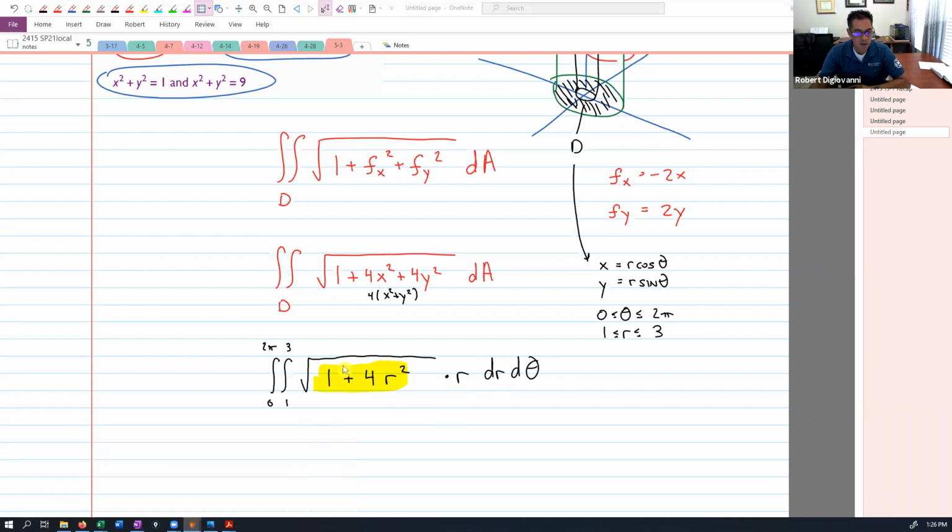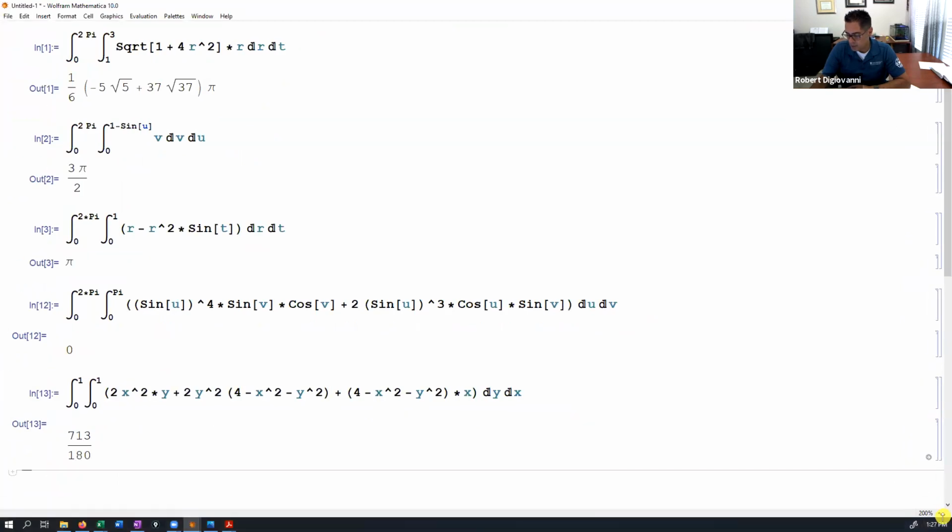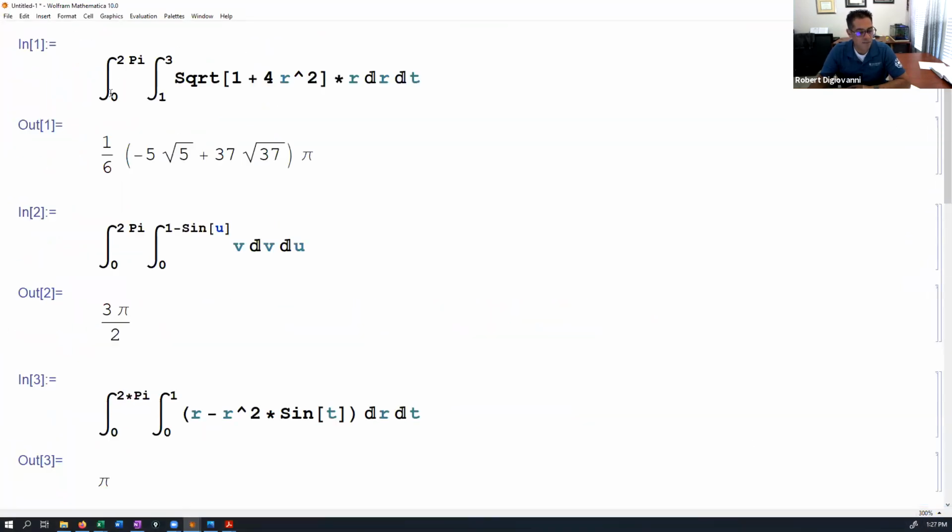Now, there's a lot of problems that we're going to try and do today. And so I already had the computer do this for us just to save us some time, because I would expect that you could do that by hand. So that integral, the integral from 0 to 2 pi, 1 to 3 of the square root of 1 plus 4r squared r dr d theta is equal to this. When I did it, I got the same answer, just looks a little different, but I'm going to stop there.